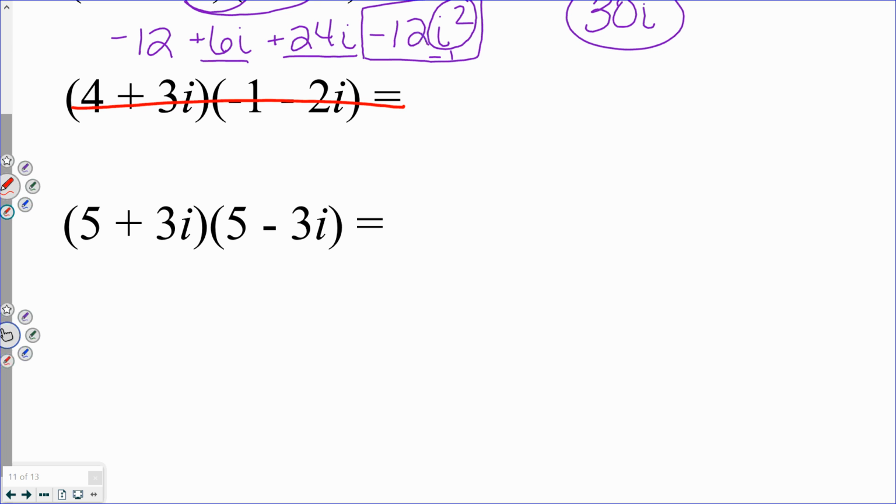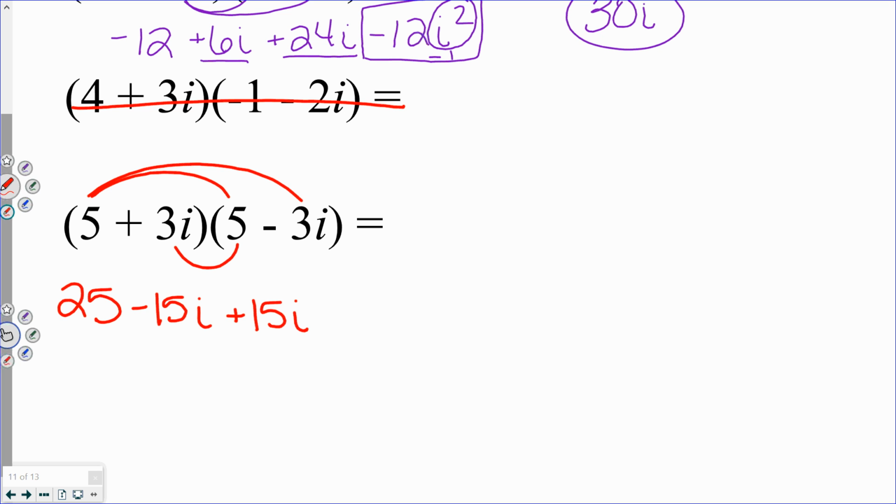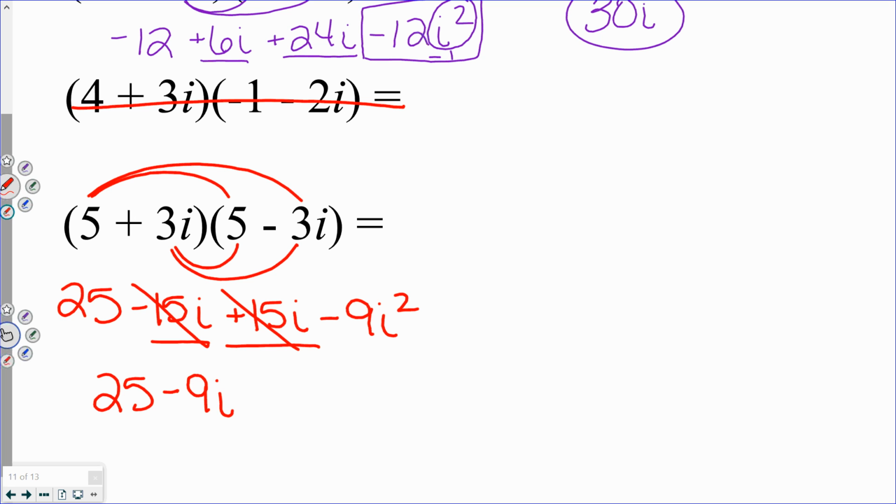Let's find out. 5 times 5. 5 times -3i. 3i times 5, positive 15i. And then 3i times negative 3i, negative 9i squared. So what happens to the i's in the middle? Those cancel. So I have 25 minus 9i squared.